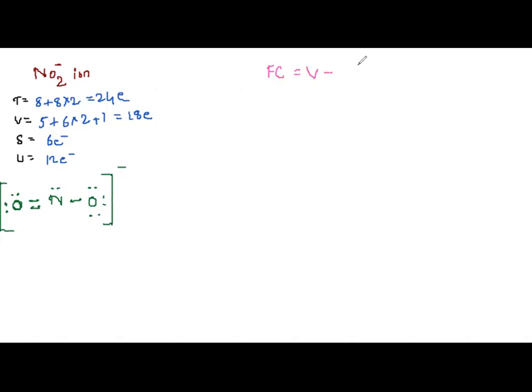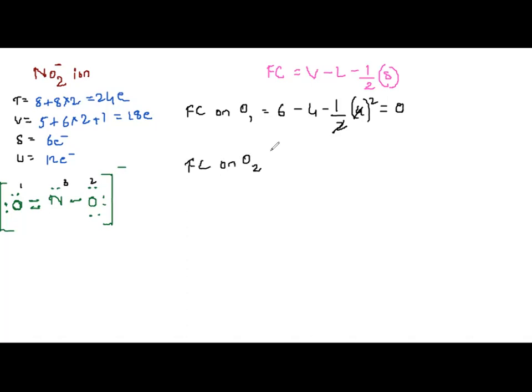V minus L minus half into S. Okay, so let us calculate. Let me call this atom 1, this 2, and this 3. So formal charge on oxygen numbered 1 is equal to valence electrons 6 minus how many lone pair electrons? 2 lone pairs means 4 electrons, minus half into bond pairs, 2 means it is 4. So 2 ones are 2. So 2 minus 2 is how much? 0. Okay, fine.